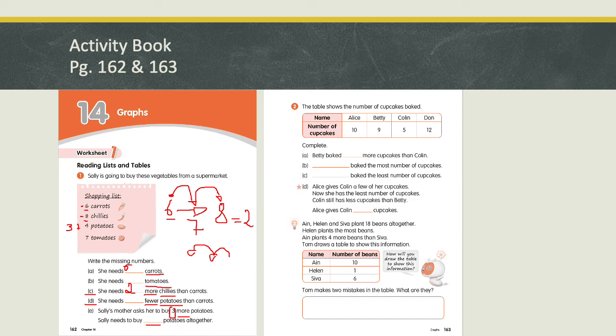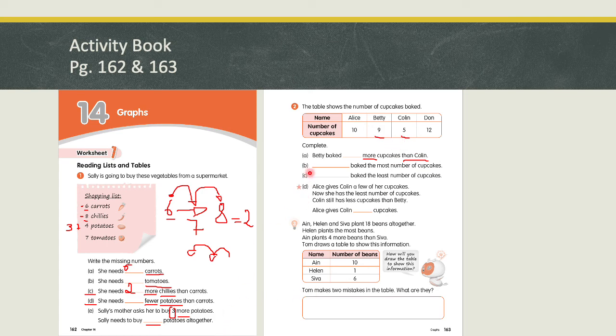So let's see. Betty baked, again, read the whole sentence, more than Colin. You're going to compare the number from Betty to Colin, and you will do this again, except you're going from 5 all the way to 9. How many more is 9 than 5? Is it 1, 2, 3, 4, 5 more? How many more?